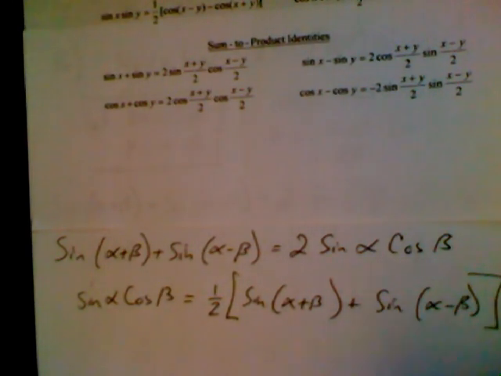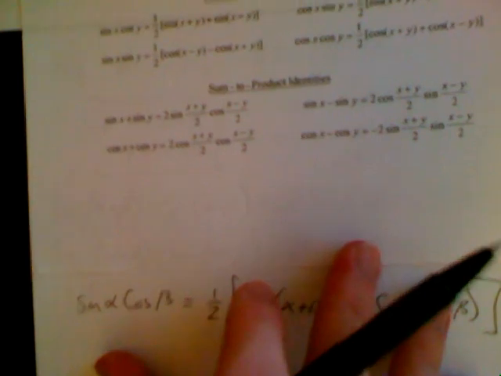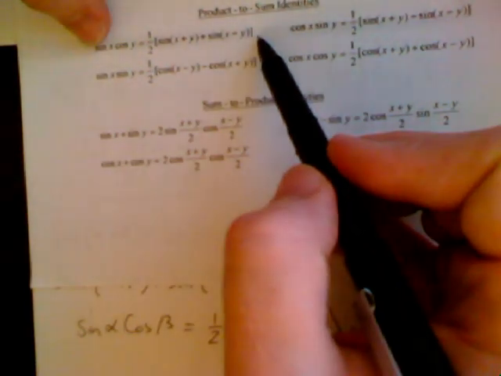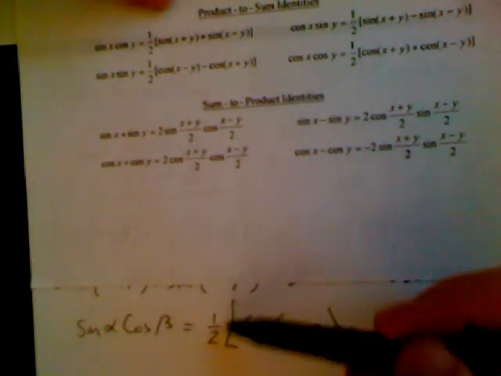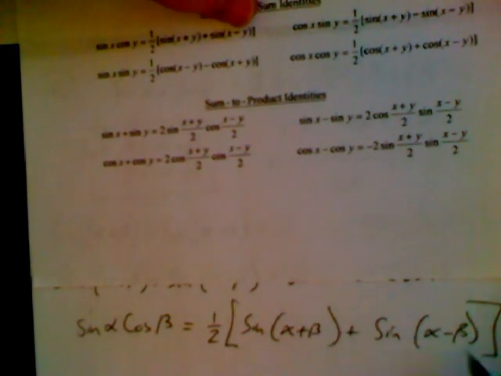And I hope that you recognize on our identity sheet that is this identity right here, with x's as alphas and y's as betas. Again, this is sine of alpha cosine of beta is equal to 1/2 quantity sine of alpha plus beta plus the sine of alpha minus beta. And that completes problem 4a.